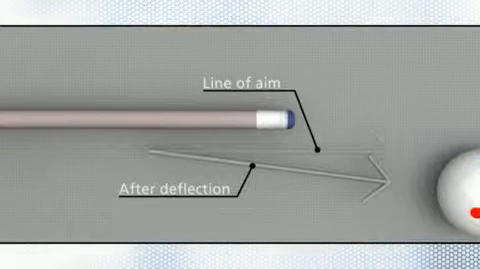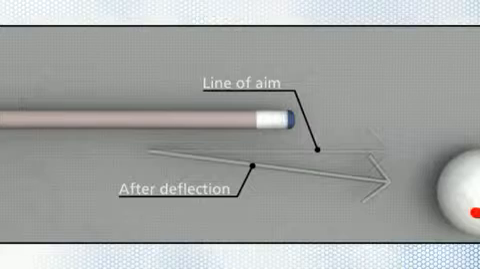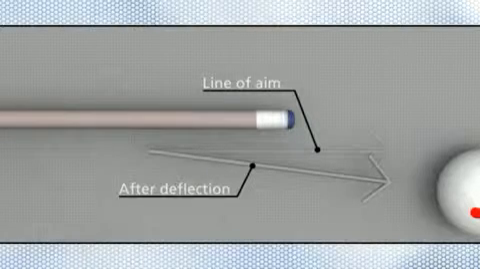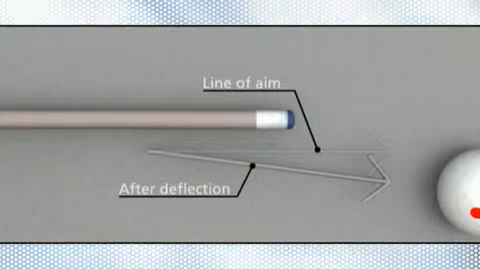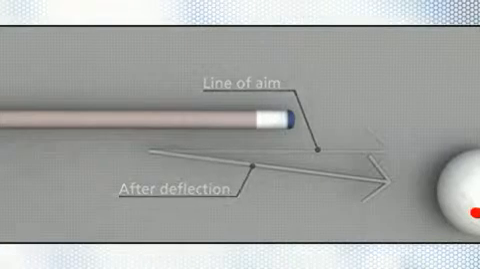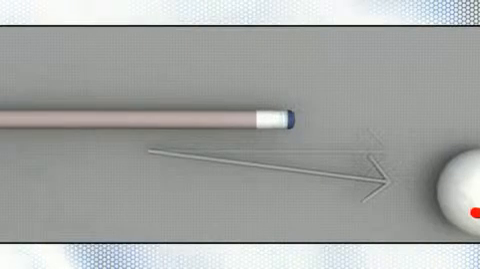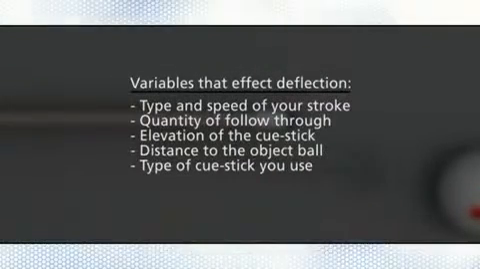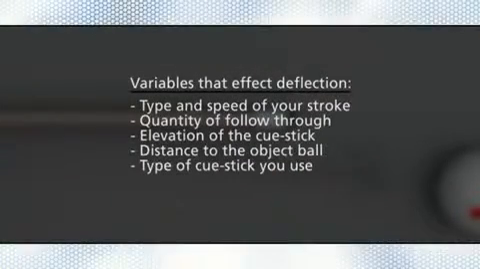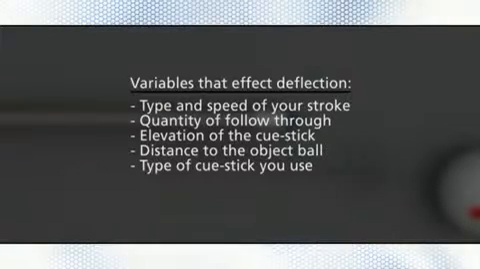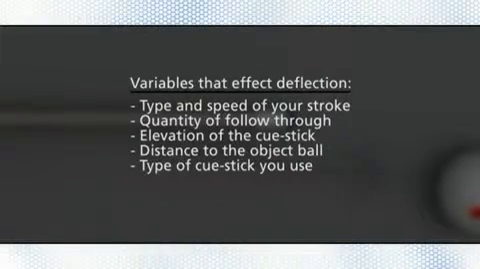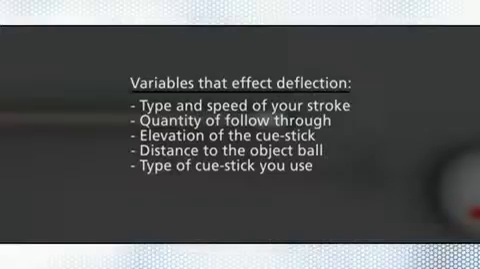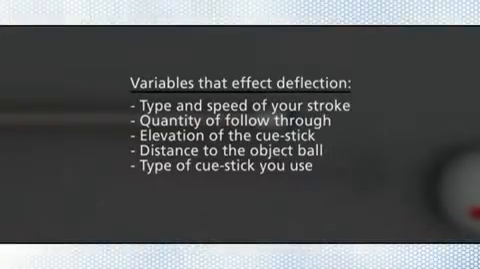The more English used, the more deflection occurs. Unfortunately, this cannot be prevented. To counter this, an adjustment in aim must be made. How much compensation you make depends on many things, including the type and speed of your stroke, the quantity of follow-through, the elevation of the cue stick prior to contact with the cue ball, the distance to the object ball, as well as the type of cue stick you play with.